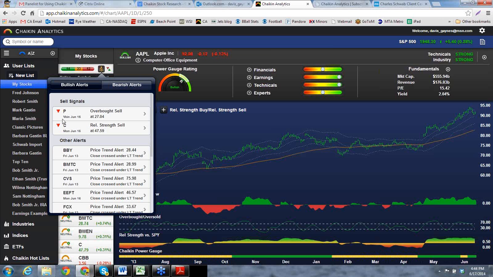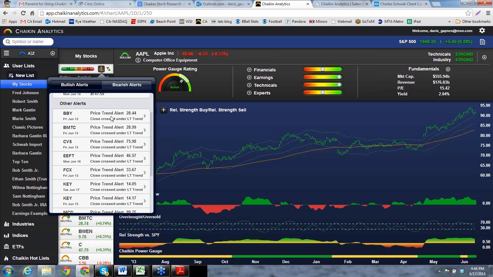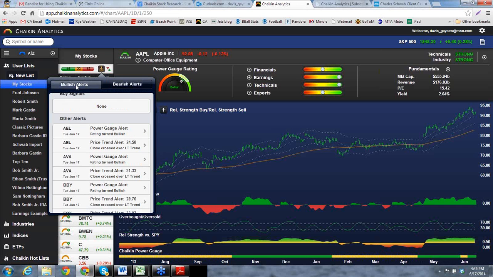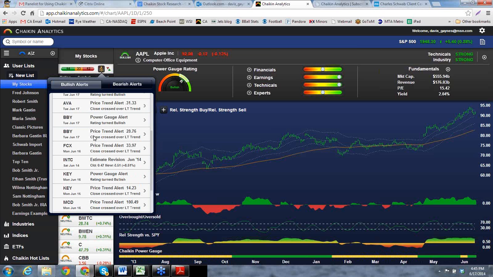They might be technical signals like these. They might be stocks that are crossing a price trend alert. It might be a power gauge alert, the rating turned bearish. And they can also be 2 non-proprietary indicators we can show. One of them would be an earnings surprise if that occurred, and the other would be a change in the consensus estimate. So if any analyst changes their individual estimate and it changes the consensus by 2 pennies or more, that pops up on an alert too. Here's one, an estimate revision, was 47, now it's 51, up 8% overnight.